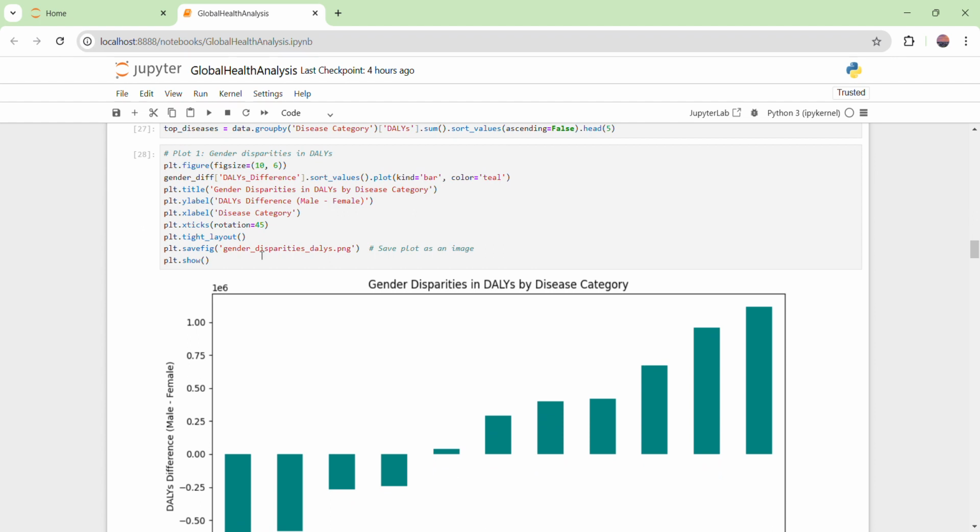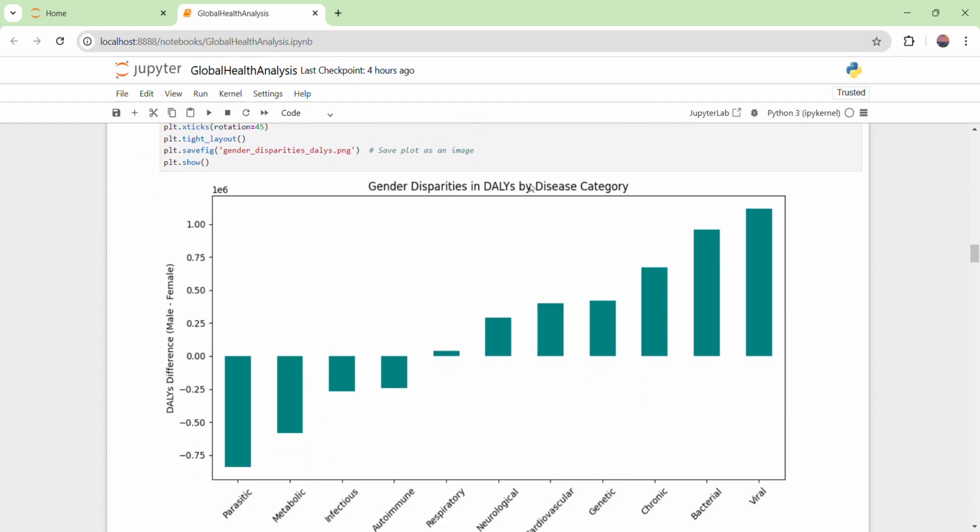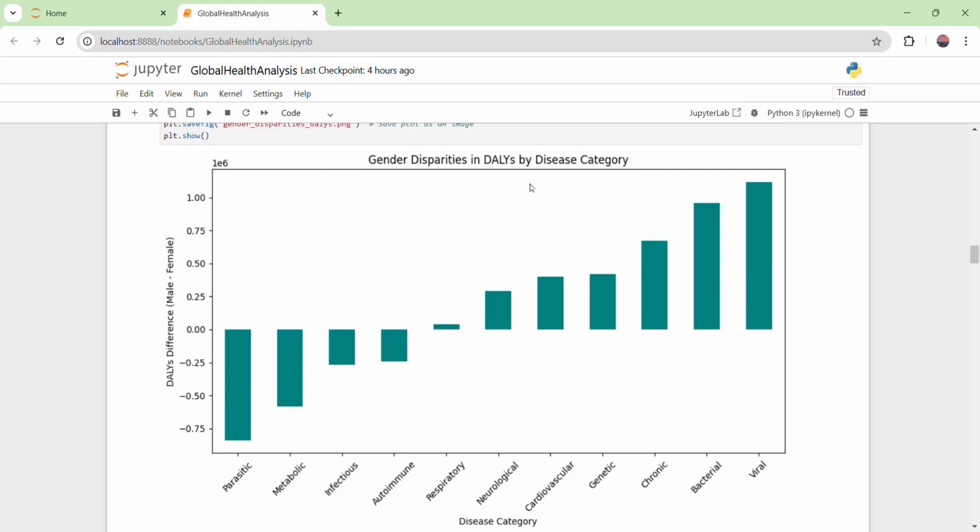Finally, we have created the DALY difference of the two genders, and over here we have plotted a graph between the DALY values. What we can see from this first graph is that definitely the DALY values differ to a greater extent.